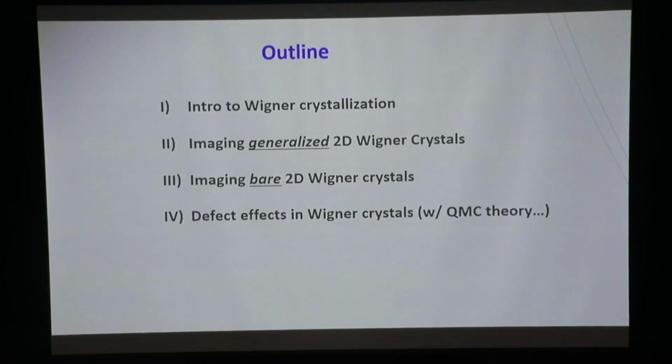Here's an outline of what I'll be talking about. First, I'll say some introductory words about Wigner crystallization. Then I'll show you some data where we've imaged generalized two-dimensional Wigner crystals. Then I'll show you some data where we've imaged bare two-dimensional Wigner crystals. And then last, I'll show you some results where we've imaged defect effects in Wigner crystals. And I'll tell you how we've learned a little bit of new stuff from quantum Monte Carlo theory.